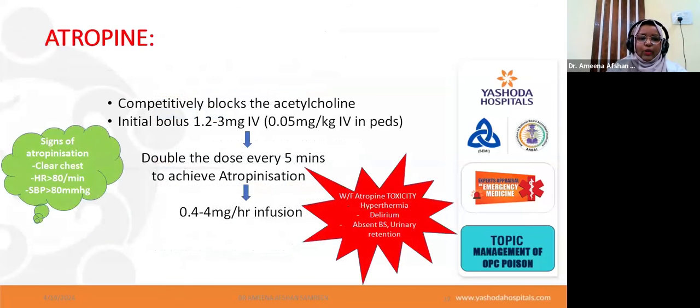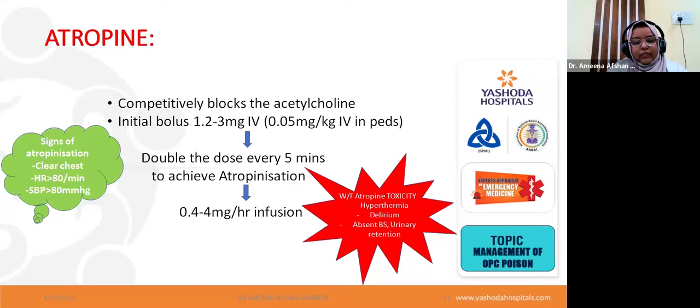Now coming to our antidote, atropine. What it does is competitively block the acetylcholine. Initially, we give about 1.2 to 3 mg IV, 0.05 mg per kg in pediatrics. We double the dose every 5 minutes by looking for the signs of atropinization. If we are able to achieve that, then we go for infusion.